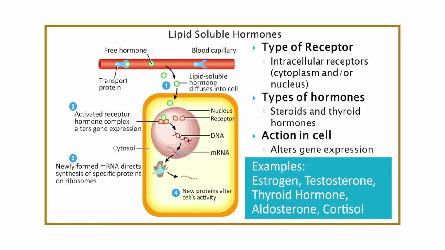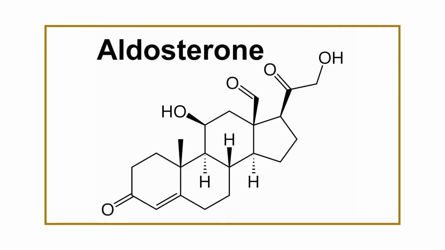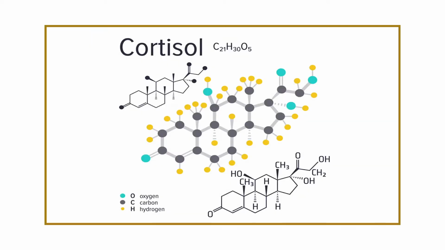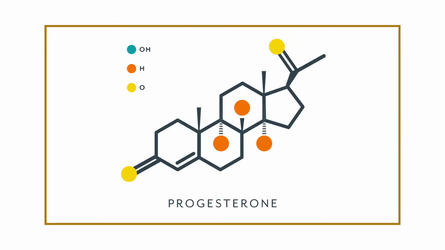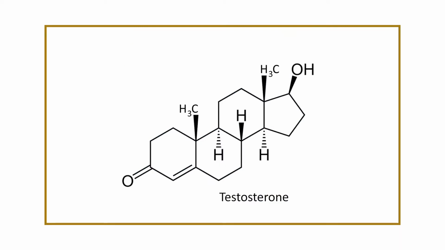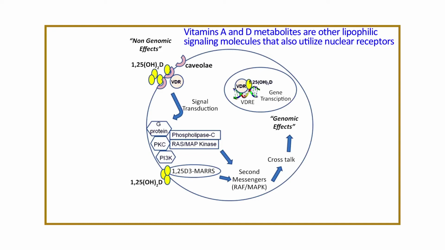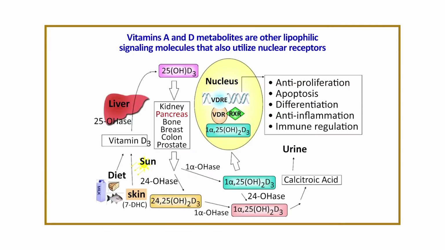Lipid-soluble hormones are small ligands and thus able to penetrate the plasma membrane to interact with intracellular nuclear receptors, which are much larger proteins. The classic nuclear receptors are those for the thyroid and steroid hormones, the latter of which include aldosterone, cortisol, estradiol, progesterone, and testosterone. Vitamin A and D metabolites are other lipophilic signaling molecules that also utilize nuclear receptors.